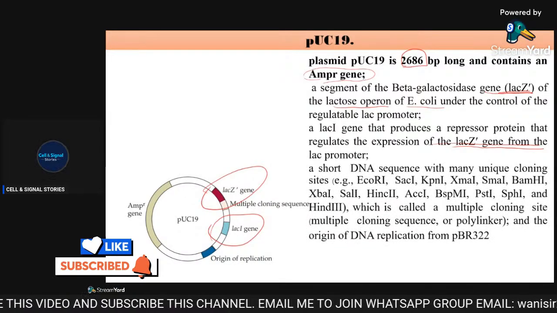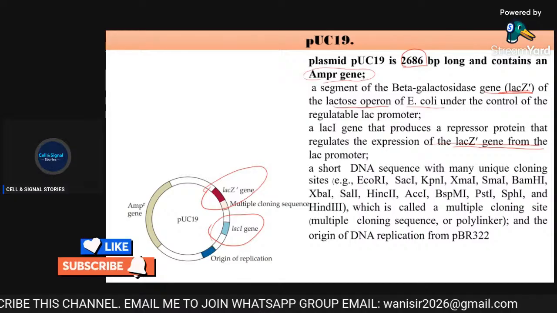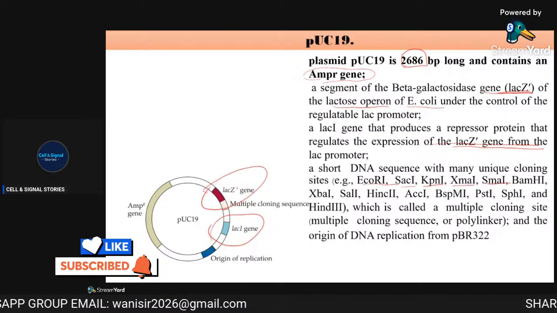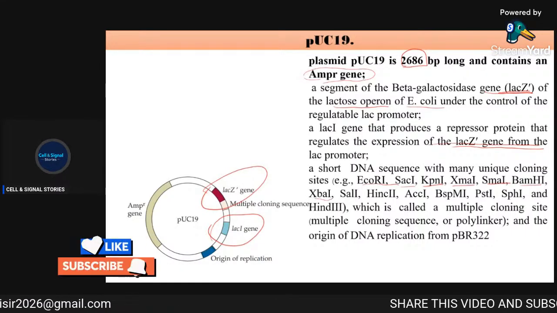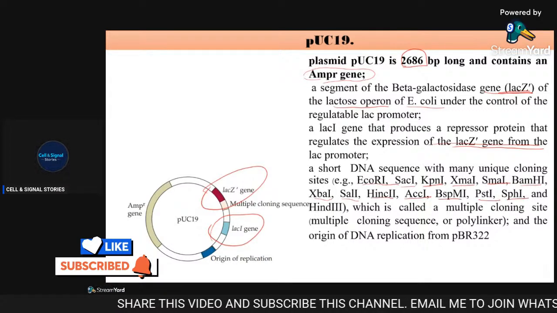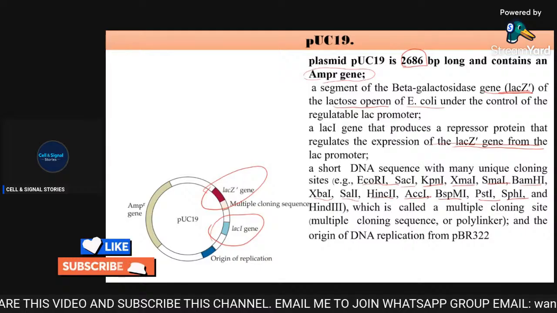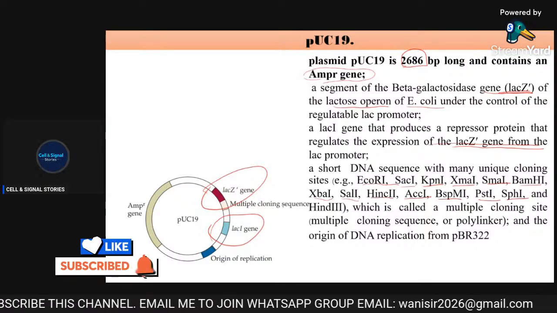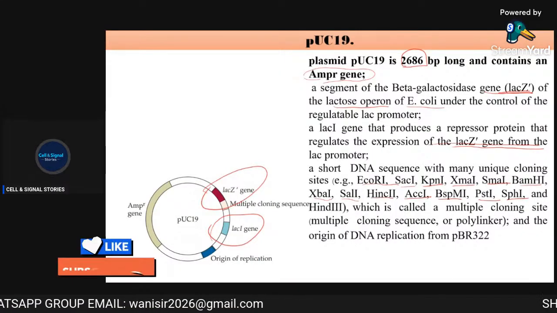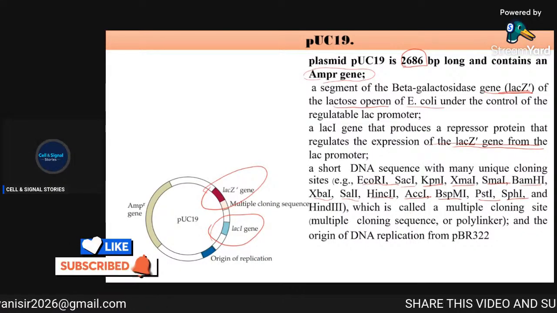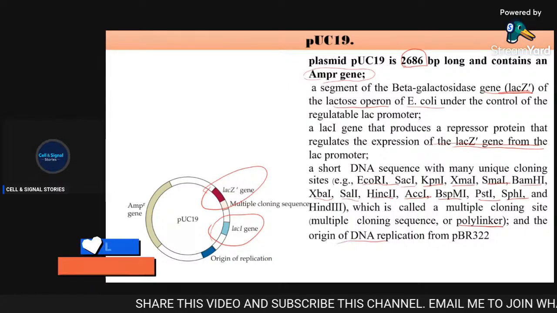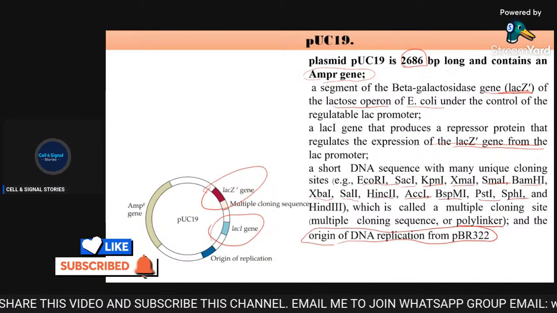A short DNA sequence with many unique cloning sites like EcoRI, SacI, KpnI, SmaI, BamHI, XbaI, SalI, and HincII, AccI, BspMI, PstI, and so on. These are the restriction endonuclease sites. That is why we say it has multiple cloning sequences, with multiple restriction endonuclease sites, which multiply the cloning sites, and that's why polylinkers are there, and the origin of replication from pBR322.